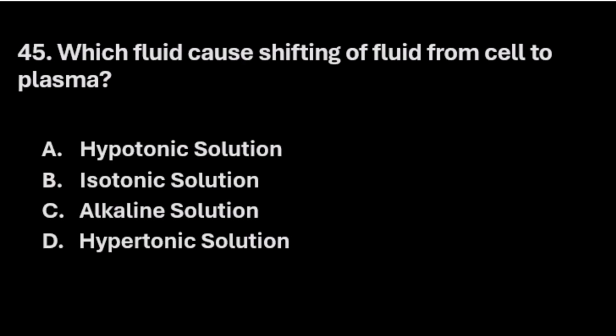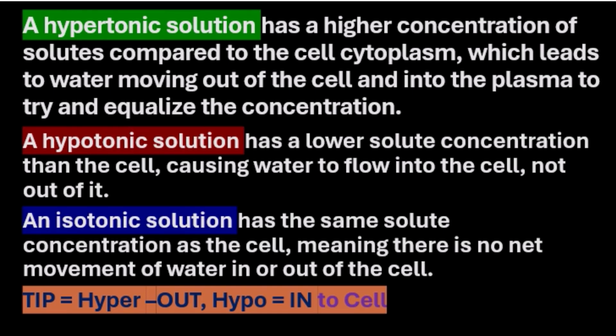Next question. Which fluid causes shifting of fluid from the cell to plasma? Option A, hypotonic solution. Option B, isotonic solution. Option C, alkaline solution. And option D, hypertonic solution. The right answer here is option D, hypertonic solution.